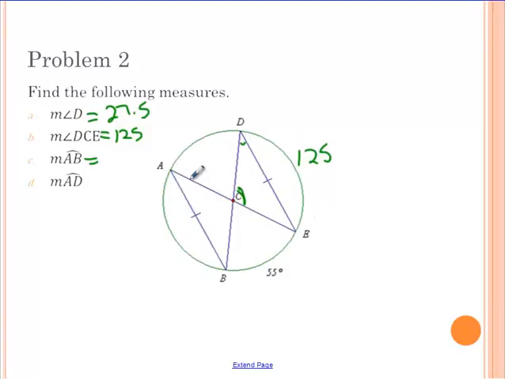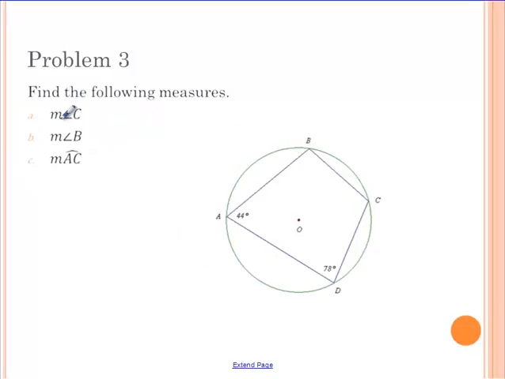Arc AB is across from this arc, and because these two chords are congruent, these two arcs are also congruent, so this is 125 as well. And AD is opposite of this one. It's going to be 55. Let's put some degree symbols.